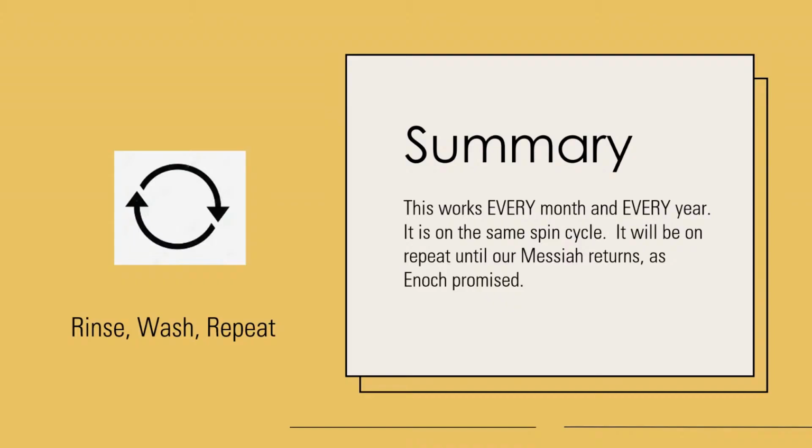So use these tools and look at the luminaries. You can do exactly what I did. And I have here rinse, wash, and repeat. This repeats every month, every year. It's on the same spin cycle. It can be repeated until our Messiah returns, as Enoch promised. So we don't have to question where our months should start. He already has the whole calendar in the sky for us, right?